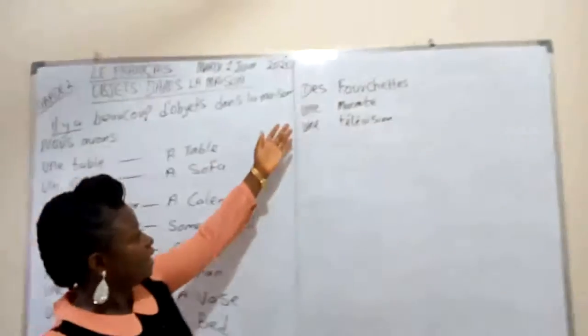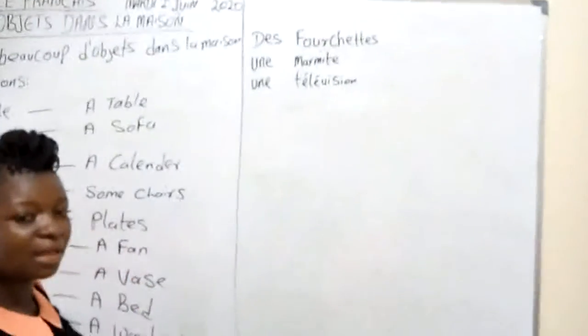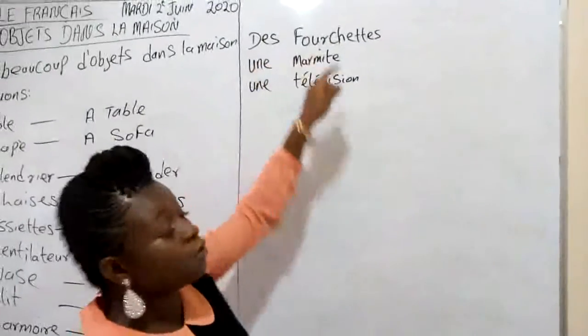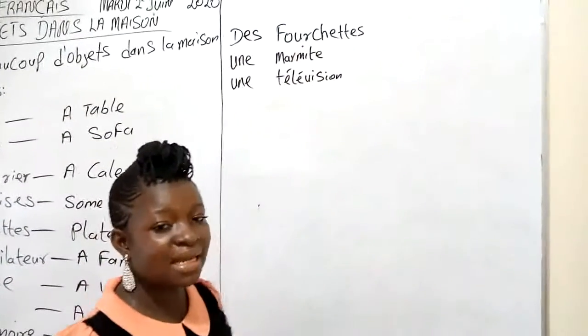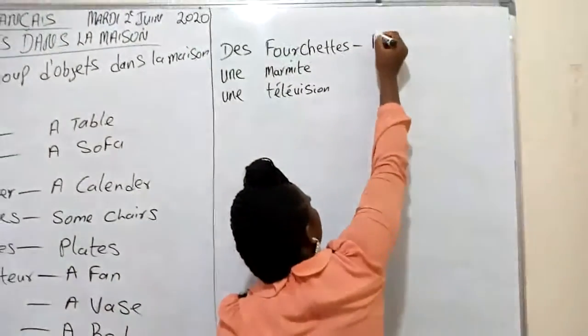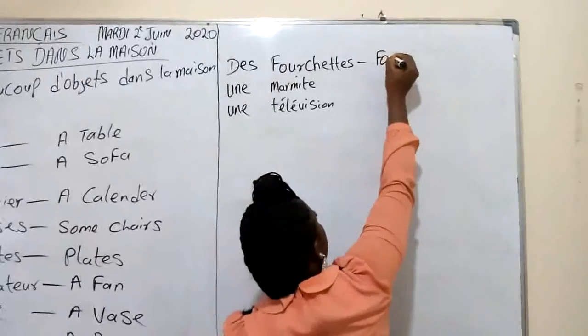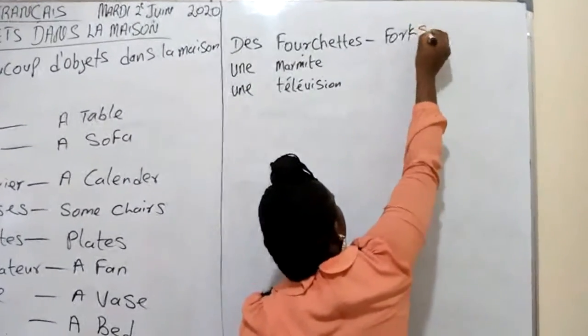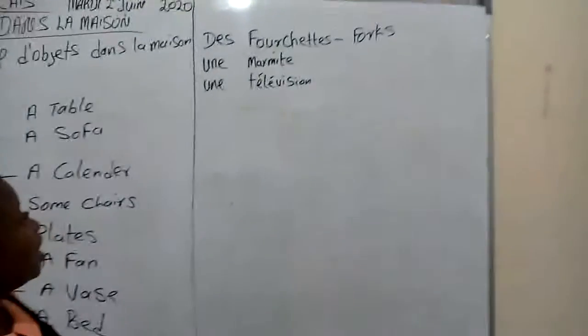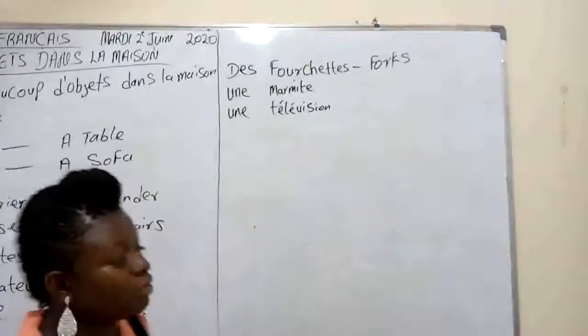We have the fourchette. As you can see on the board, I pronounce it again. The fourchette. That means we have fork in the house, and it's the plural form, so we add S. We use that to eat. We all use it.